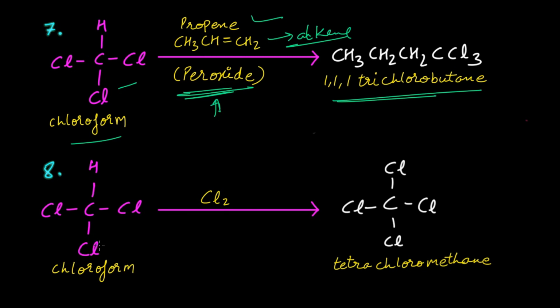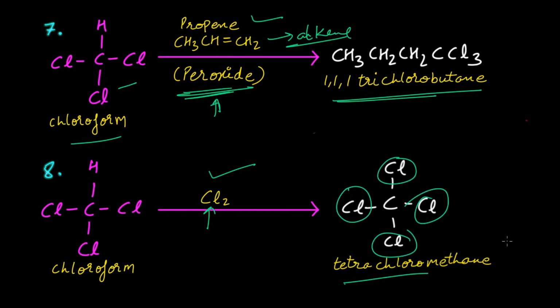Now the eighth one is when chloroform is treated with chlorine. Again, in simple terms, excess of chlorine is there, and when excess of chlorine is there, you will get tetrachloromethane, that is all the hydrogens are replaced by chlorine. Let's move to the next.